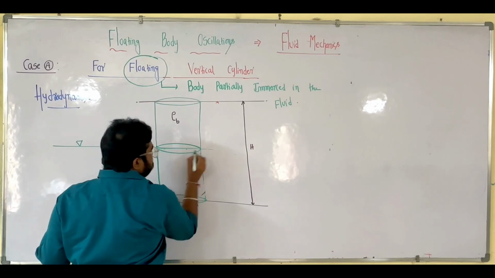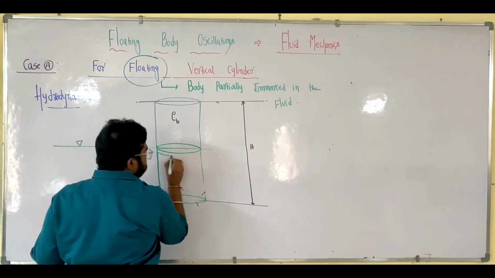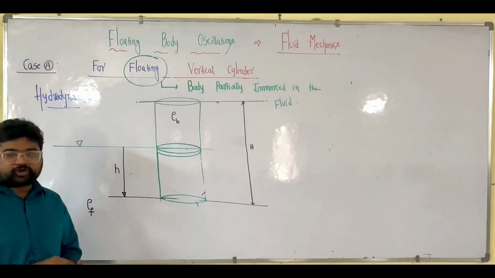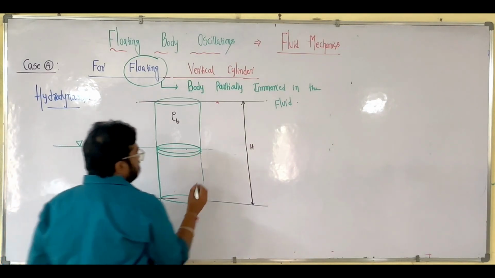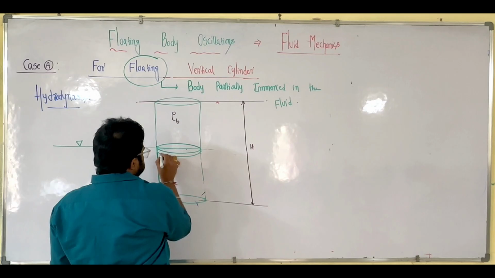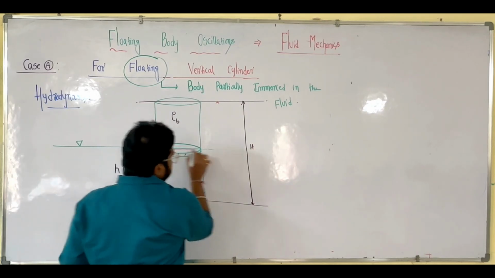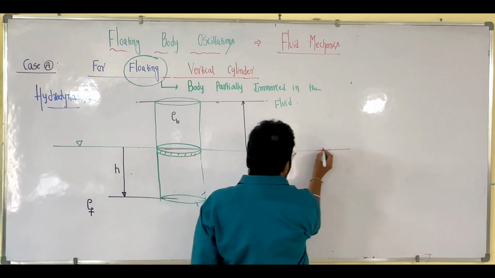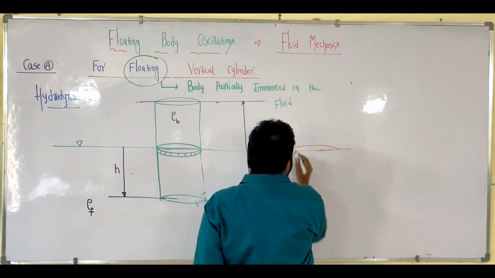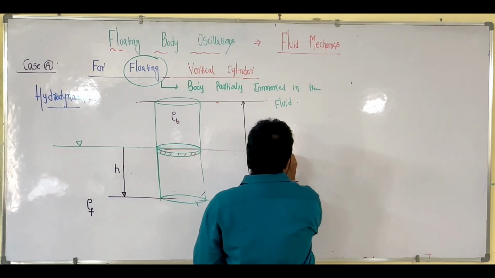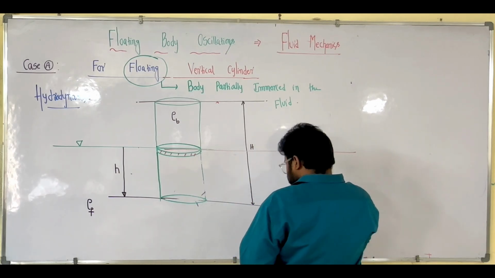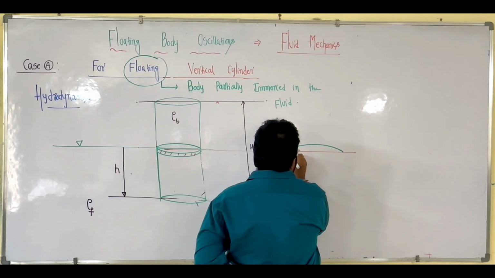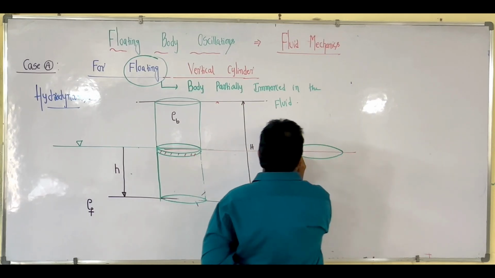What kind of area will you get for the cylinder? Circular cross section. Okay, this is the circular cross section. Take this part. Draw the free body diagram for the element, from here to here.